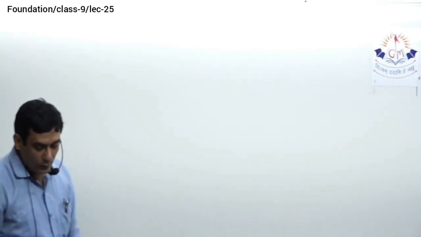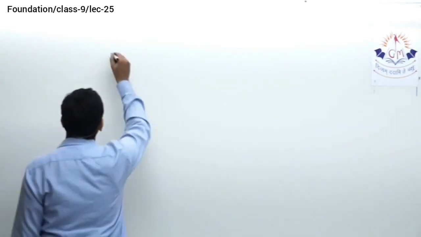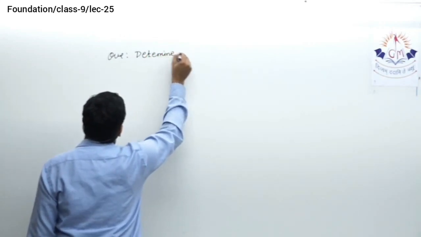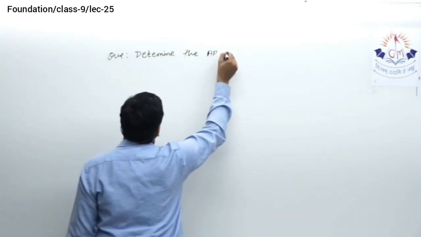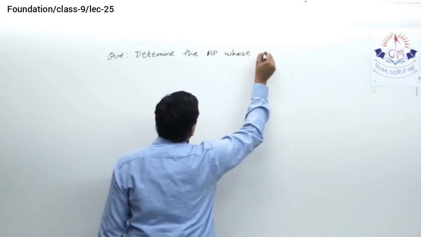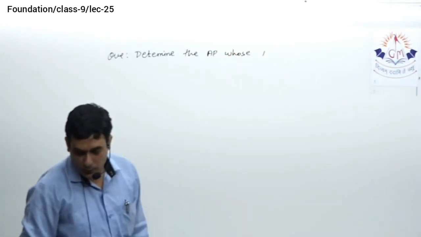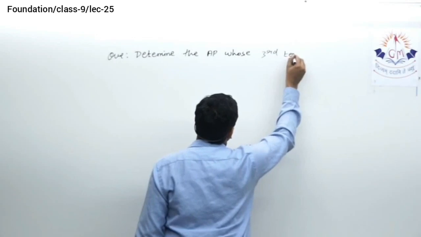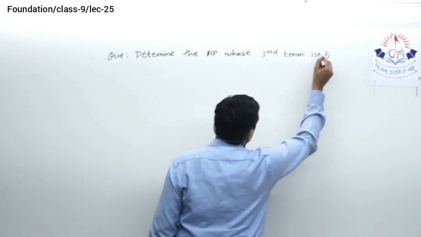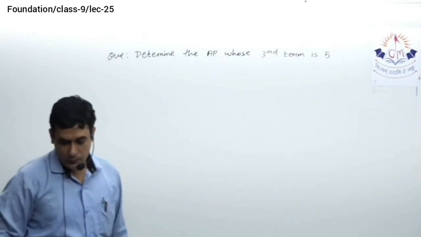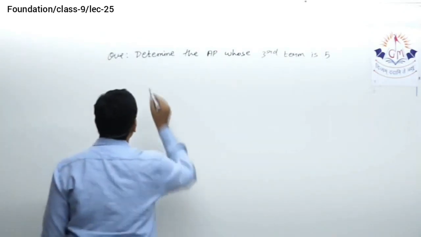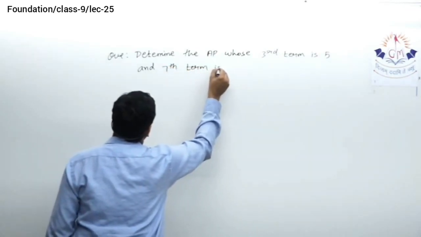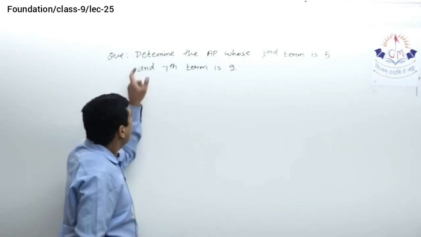Determine the AP whose third term is 5 and seventh term is 9. Okay, see here it is written determine the AP.